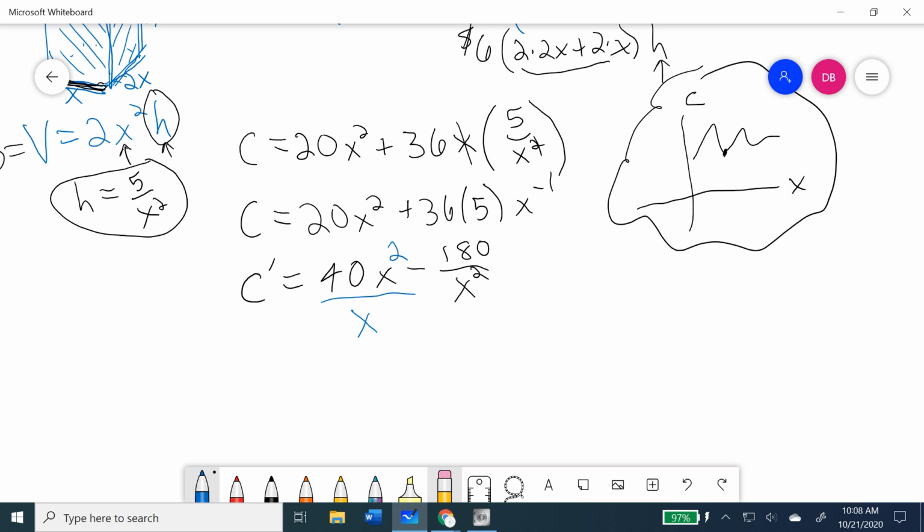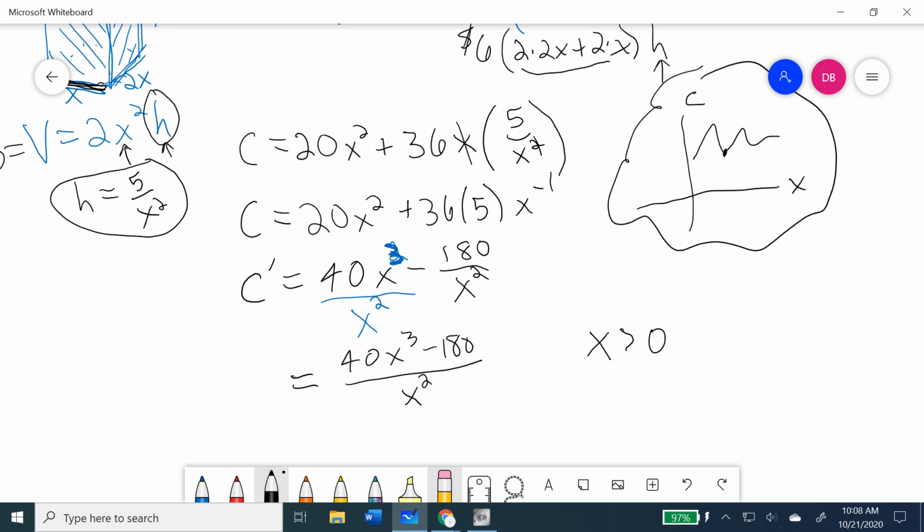That means I'm multiplying top and bottom by x squared. So this is now x cubed up here. Then my numerator is 40x cubed minus 180 divided by x squared. Now I do get undefined when x is equal to 0, but x being equal to 0 means I don't have a box. So I want to make sure that I'm looking only over a domain where my x is positive.